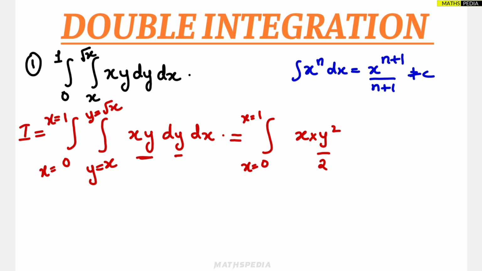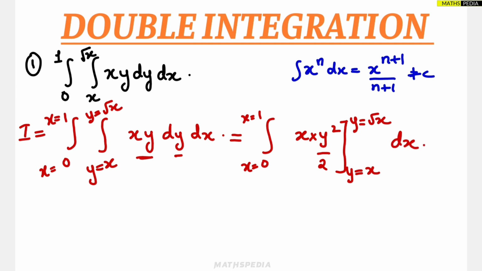Now the limit will be there. Limit from where to where? The limit y is equal to x and y is equal to root x. That's why I wrote it. In place of y, you have to put these values. Now the external part, who is sitting? dx is sitting. Done this part.